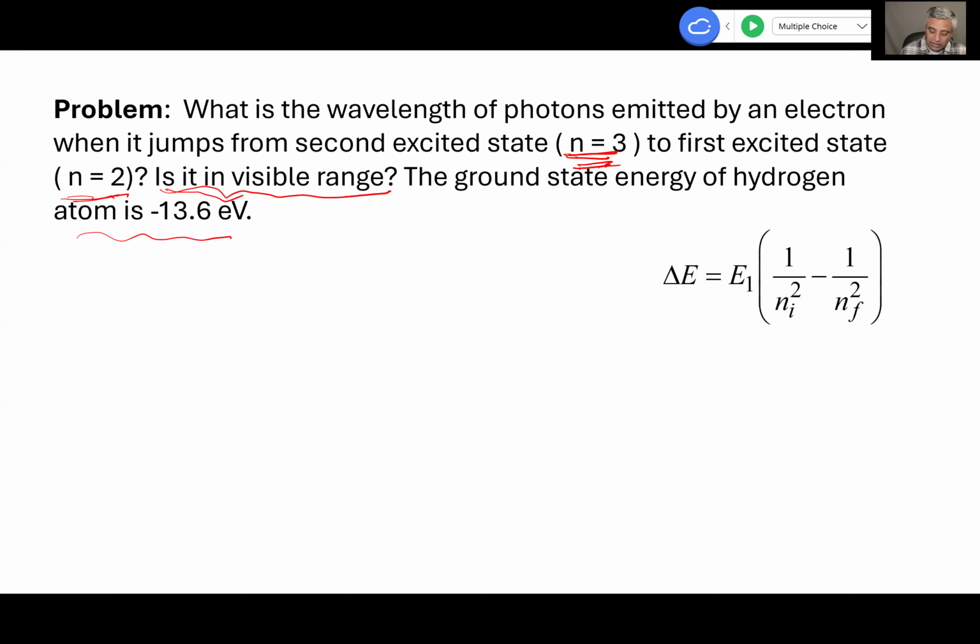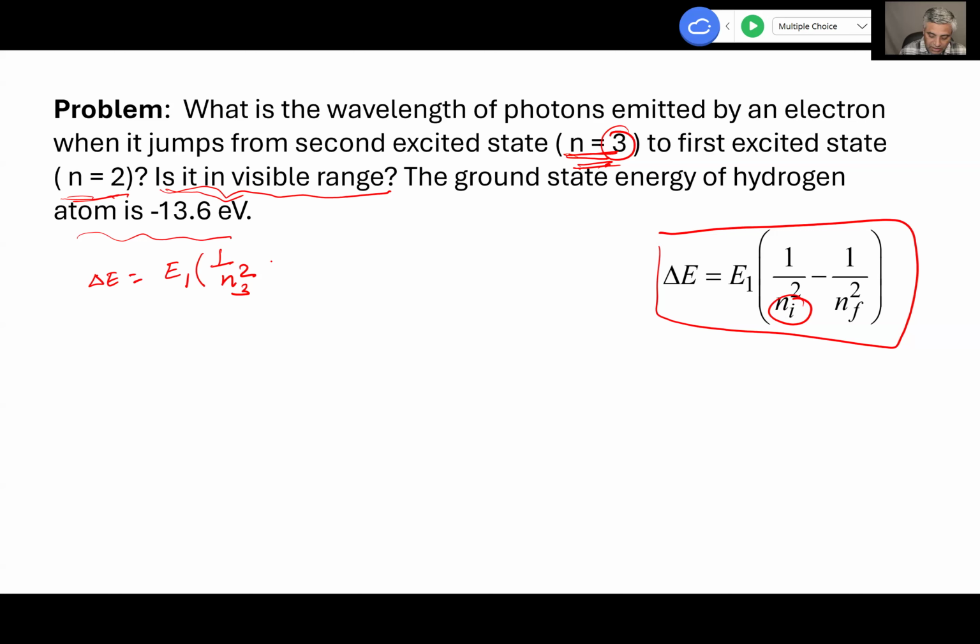Once we plug in numbers, let's see if we can get a value that matches what we expect. So let's play with numbers here. This is the formula, right? So delta E is E1 times 1 over n initial squared, where n initial is 3, so n3 squared, minus the final, where n is 2, so that means n2 squared. So this formula for this jump becomes this.